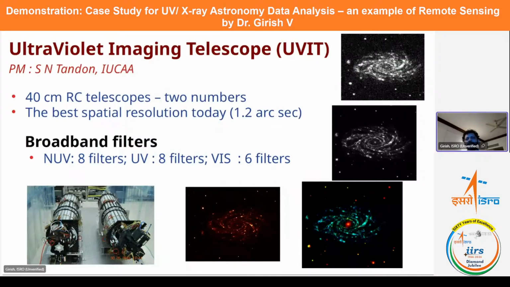You see at the top right corner of the slide, that is the best image obtained by GALEX, which as of now is the next UV telescope available for us. Below that is the same image taken with UVIT. You can clearly see the enhanced spatial resolution of UVIT.